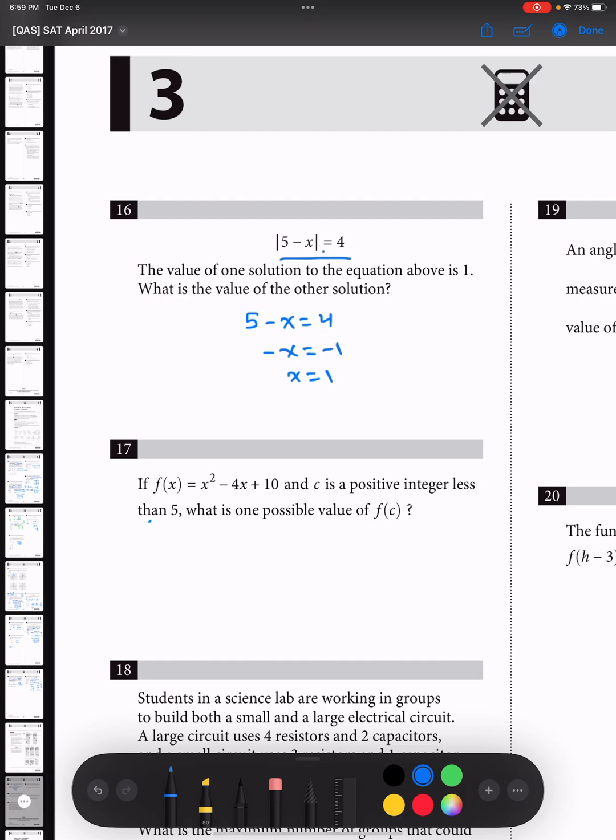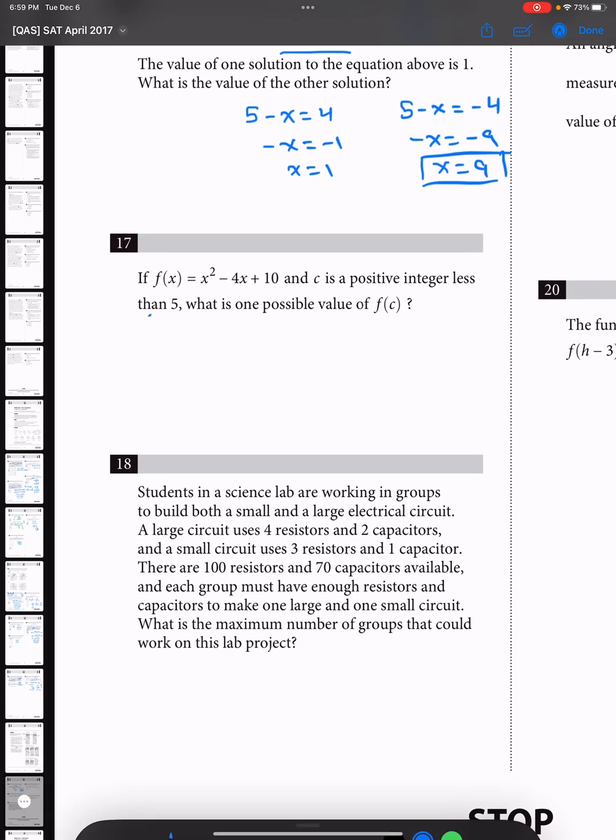But the other one, since we have absolute value, it's a plus or minus value. So then the other one would be 5 minus x is equal to negative 4, minus x is equal to minus 9, and x is equal to 9. So the other value of x is equal to 9.